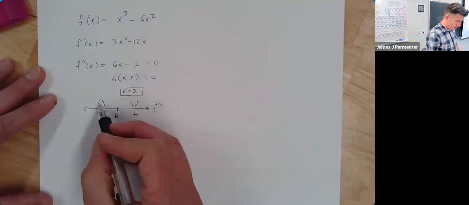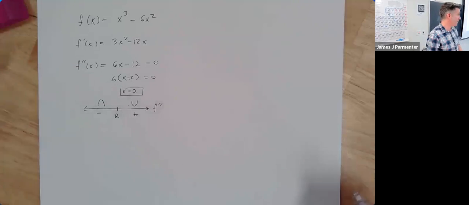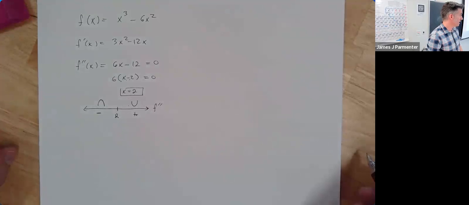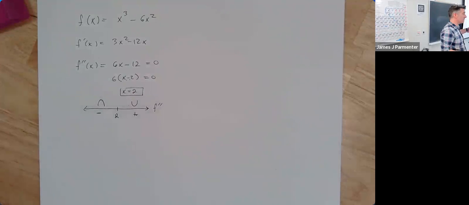So since the concavity is changing from the left side of 2 to the right side of 2, do we have an inflection point at 2? Yes, for sure. Well, I should say yes, because the concavity is changing and the function is defined and continuous and differentiable. When they ask for an inflection point, they want us to find the y point too.